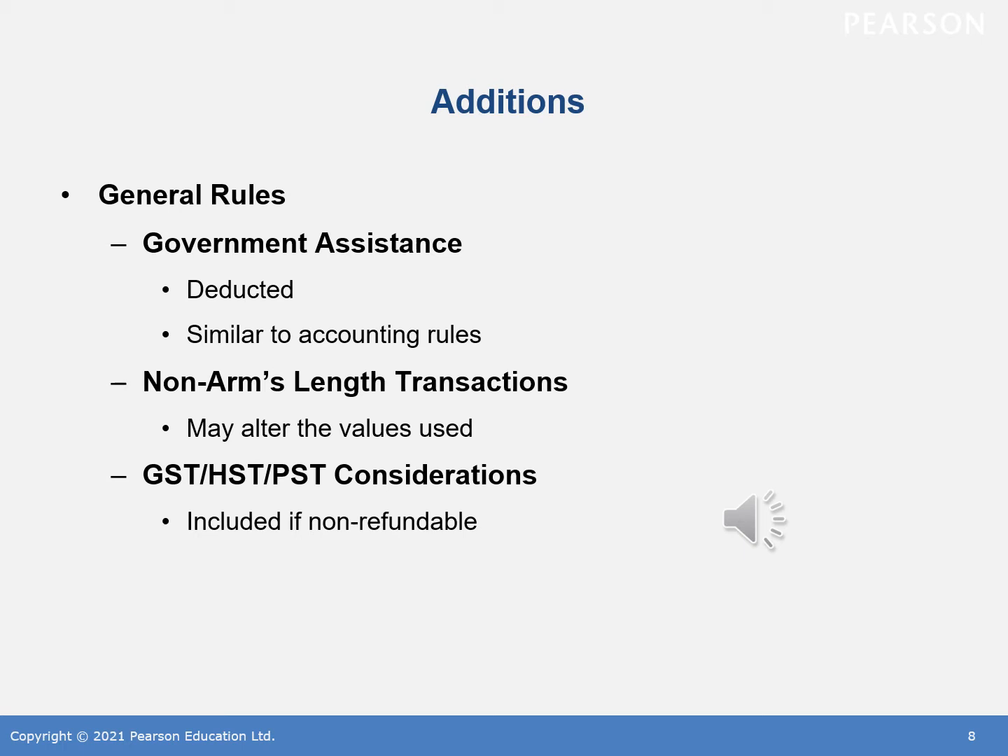When it comes to taxes, typically HST is paid on depreciable asset acquisitions, and sometimes it's refunded as input tax credits, but if there's a portion that is not, you would include that as part of the capital cost to be amortized over the life of the asset.